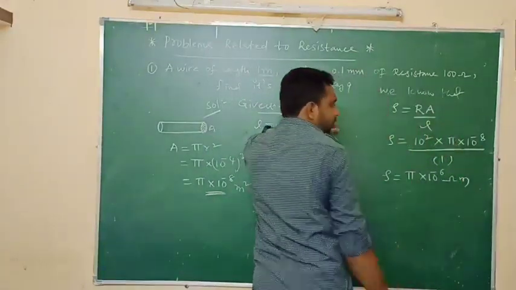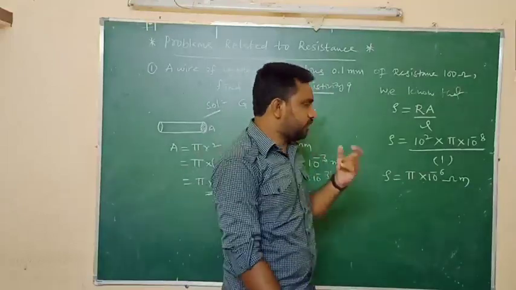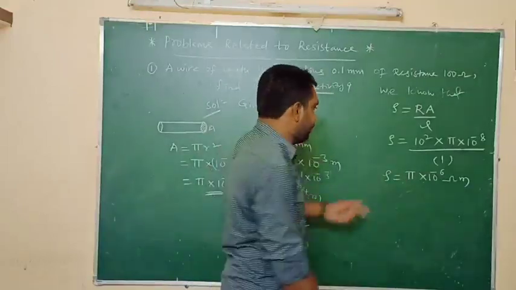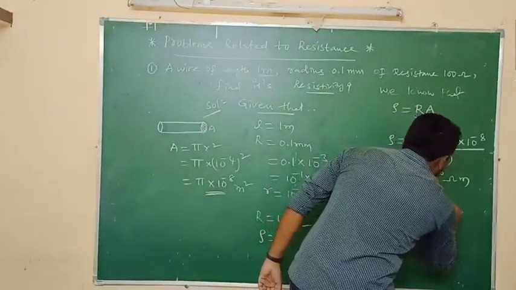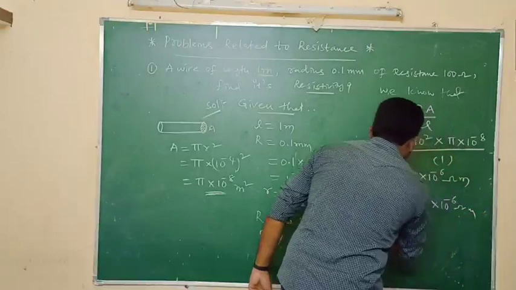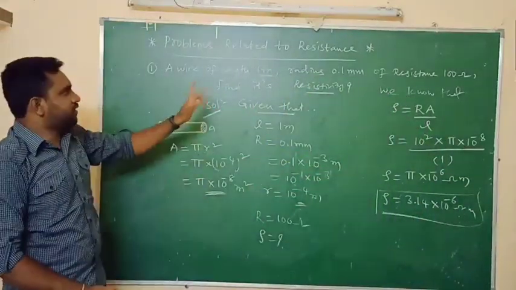We know that pi equal to 22 by 7. If we divide 22 by 7 we get 3.14. Instead of pi we can write 3.14 into 10 to the power of minus 6 ohm meter. So in this way we have to solve the problem related to resistance.